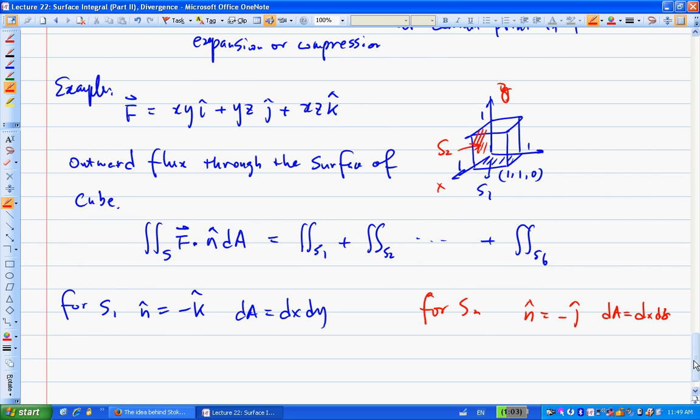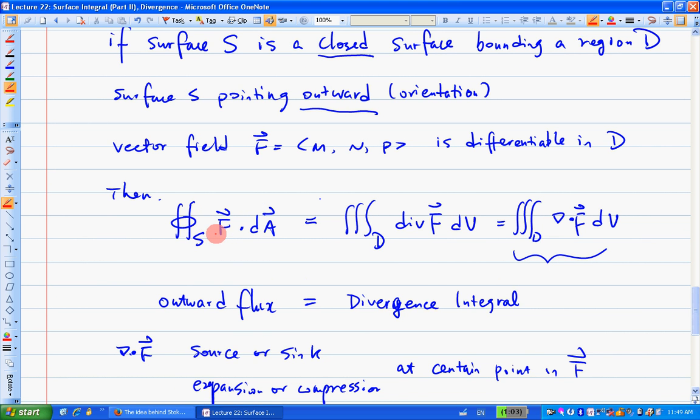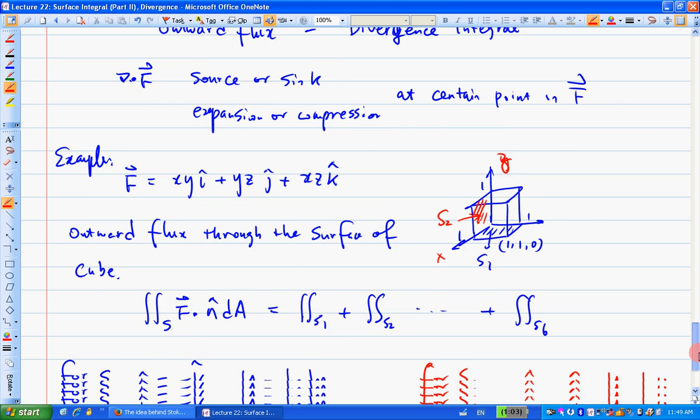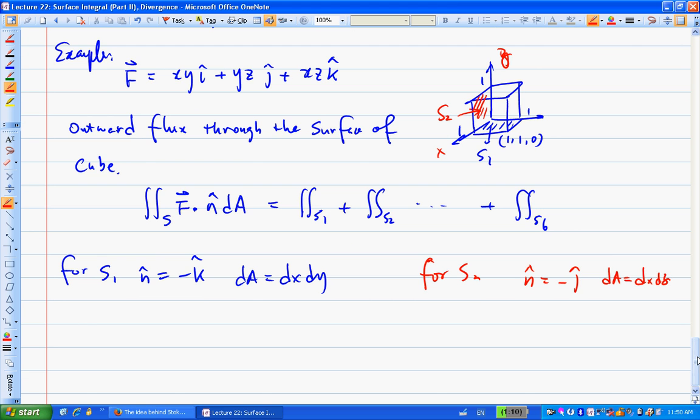But now we learn the divergence theorem. The divergence theorem says if it's a closed surface, and if the vector field is differentiable in the region D enclosed by the surface S, then I can use this triple integral. So now let's take a look at the situation here. This is a vector field. For every point inside this cube, it's continuous, right? There's no infinite things, so it must be differentiable. So then I can use the divergence theorem.